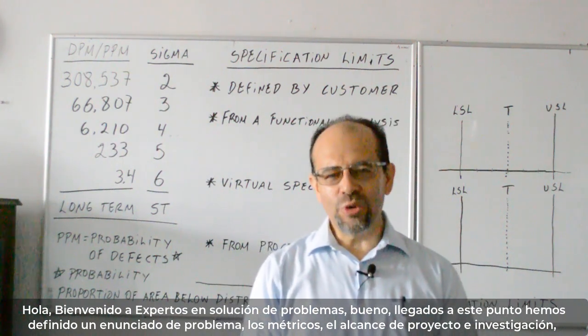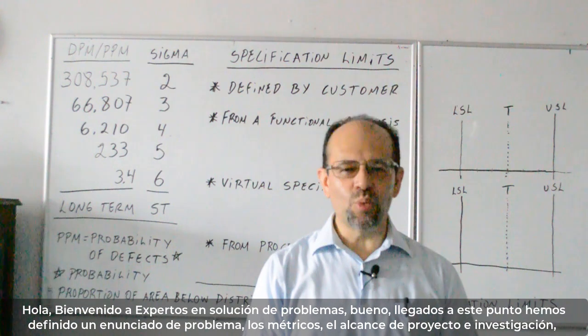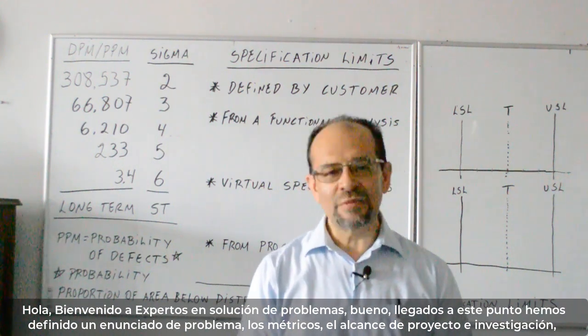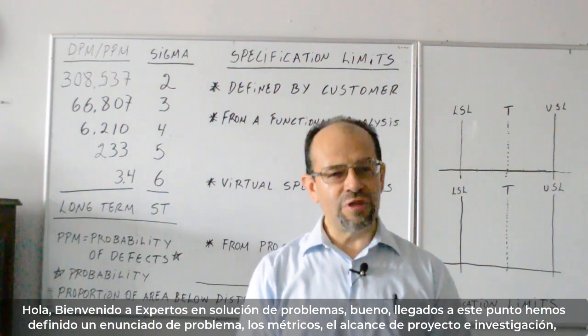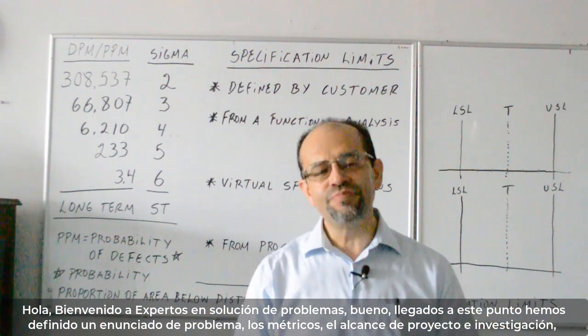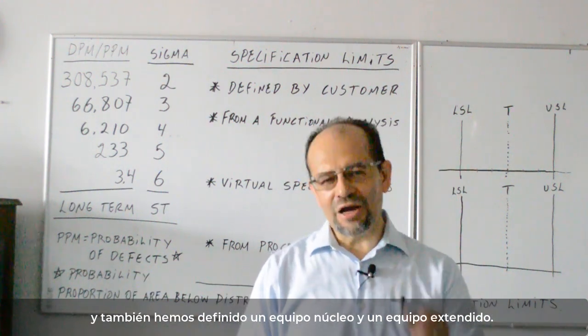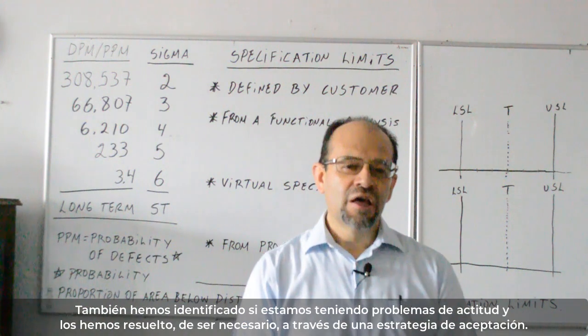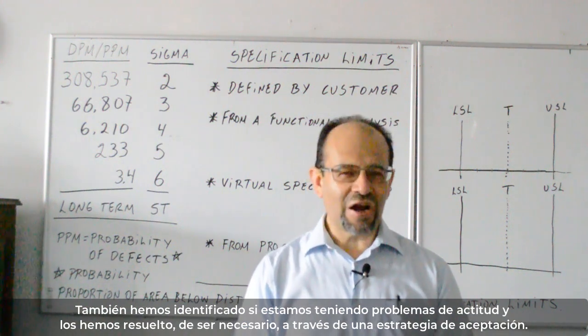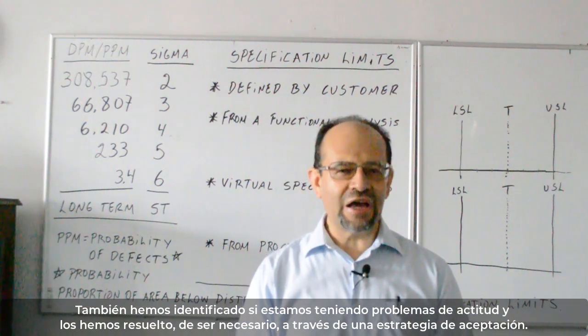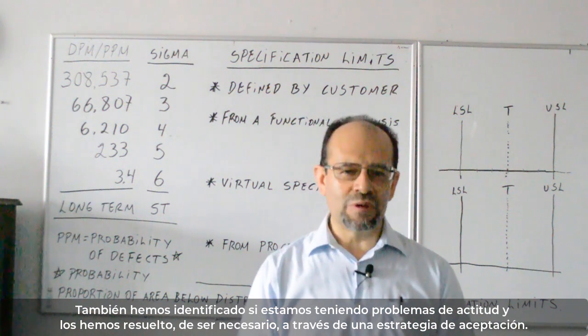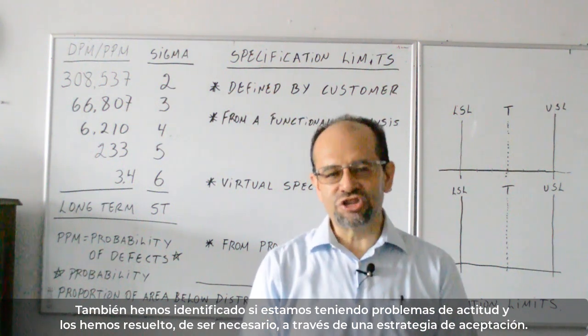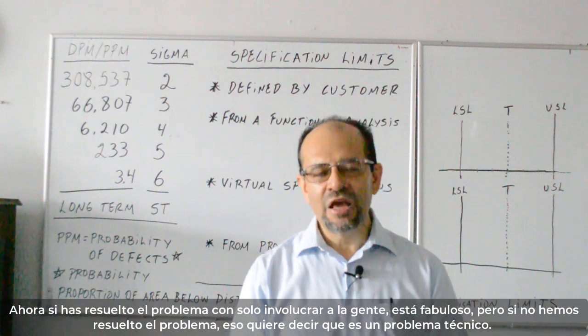Well, at this point we have defined a problem statement, we have defined the metrics, we have defined the scope for the project, the scope for investigation, and also we have defined a core team and an extended team. As well, we have identified if we are having some attitude problems, and we have solved the attitude problems if necessary through a strategy, an acceptance strategy.